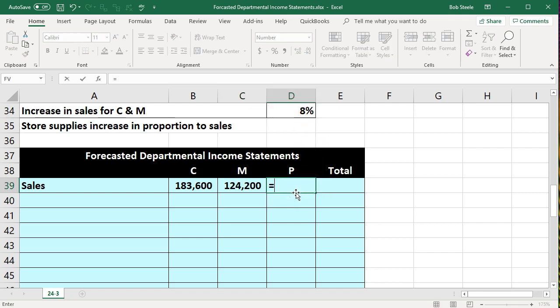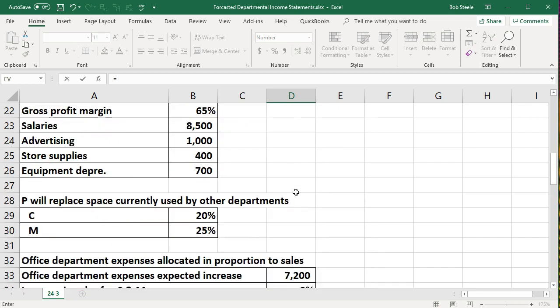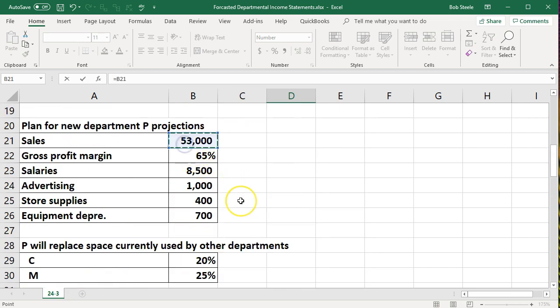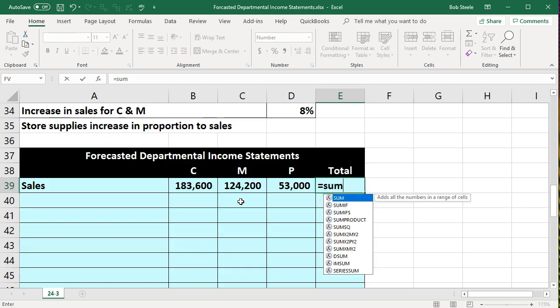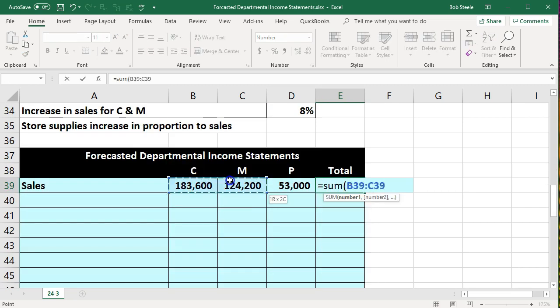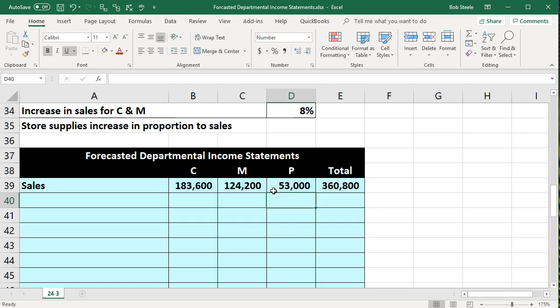And then P was straightforward in our data. This is the new department, 53,000. So total sales then is going to be the sum of the 183.6, the 124.2, and the 53, or 360,800. Then we're going to have the cost of goods sold.